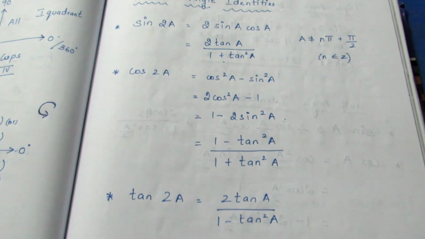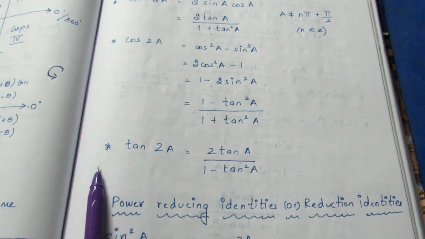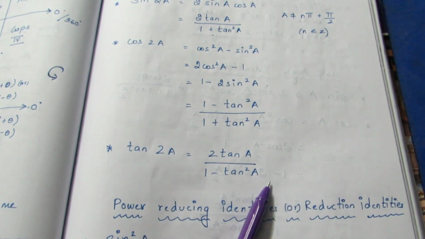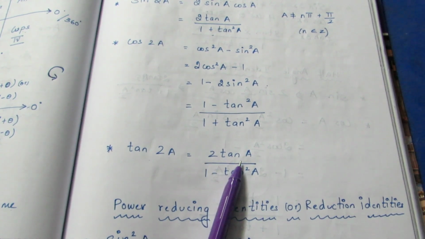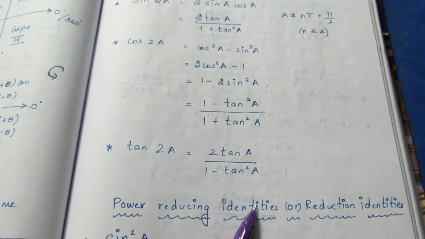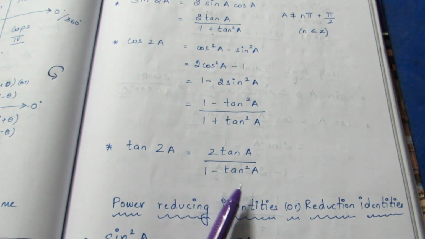Now we'll move on to tan 2a. Tan 2a is nothing but 2 tan a by 1 minus tan square a. So these are the formulas for double angle identities.